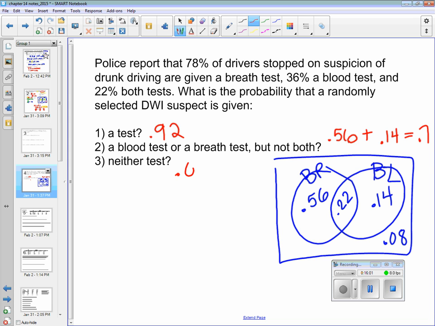Okay? So Venn diagrams are very helpful as a tool to be able to answer questions when you have two events where both can happen. One and the other can happen. Okay? So I'm going to stop the recording at this point and try to move on with something different.